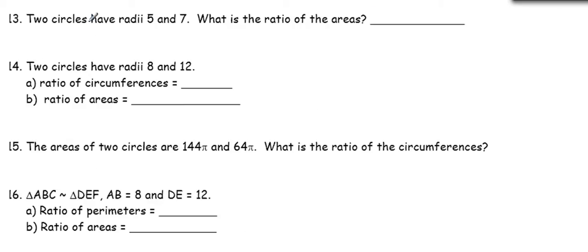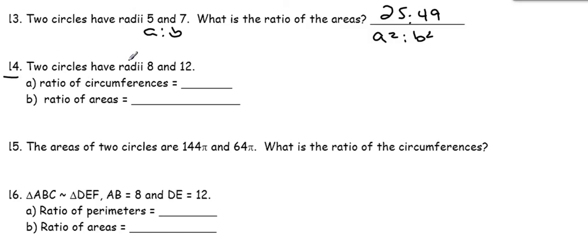Two circles have radii of 5 and 7. Radii are original side lengths. Their comparison would be a to b. So the ratio of the areas would be a squared to b squared. So you would get 25 to 49.